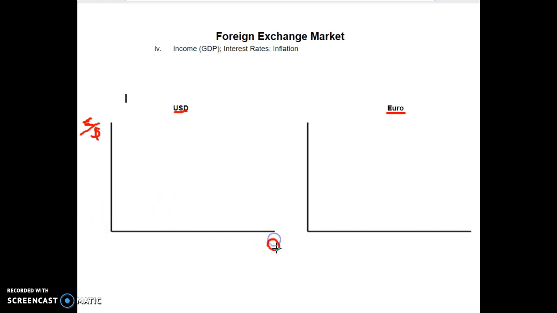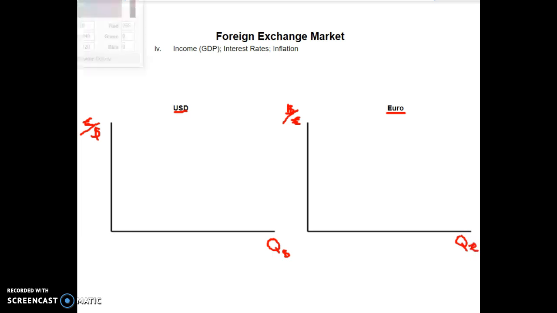Okay, and then over here we're going to have the quantity of the US dollar. I'm just going to put that right there. Here we're going to have foreign over domestic because we're looking at the euro. Our foreign is the dollar. Our domestic is the euro. There we go. And down here we're looking at the quantity of euros.